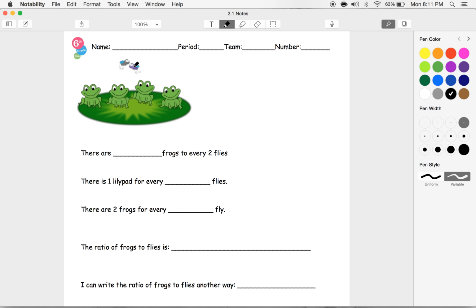Here are my 2 flies. That's 1, 2, 3, 4. 4 frogs. There is 1 lily pad for every blank flies. So here's my 1 lily pad. There are 2 little flies.